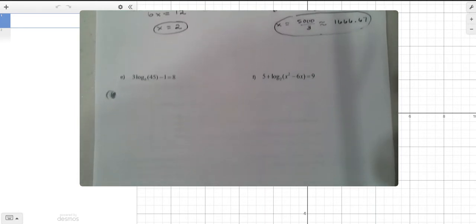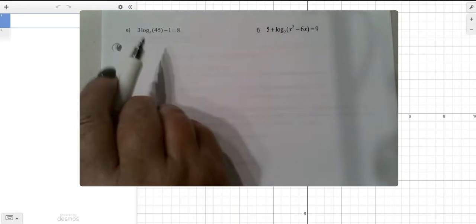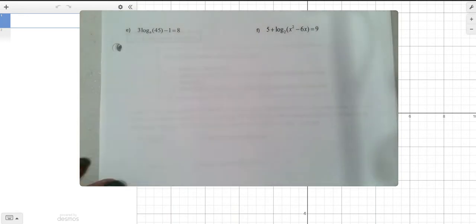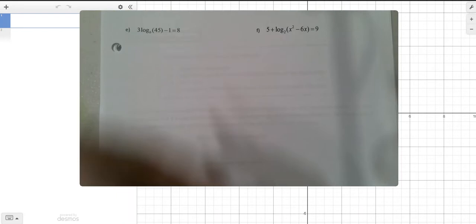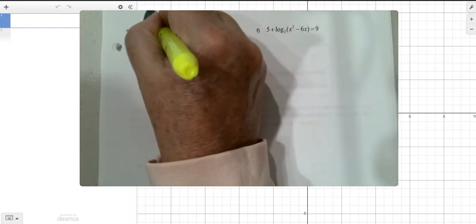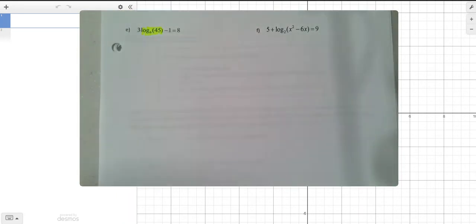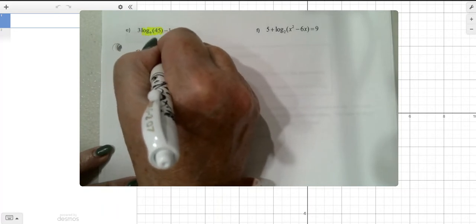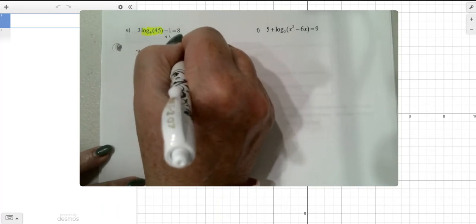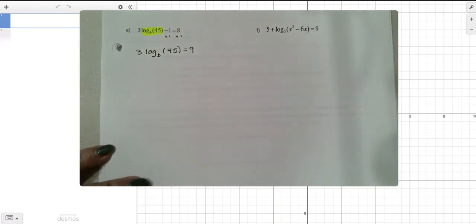All right, this next problem is a little bit different. Notice that this time the unknown, the variable, is in the base. So I'm solving for an unknown base. Despite the fact that the unknown is in a different position, I'm actually going to work on this problem exactly the same way. I'm going to isolate the exponential. Notice this time the exponential is the log base b of 45. So I would add the 1. And then I would divide by the 3.